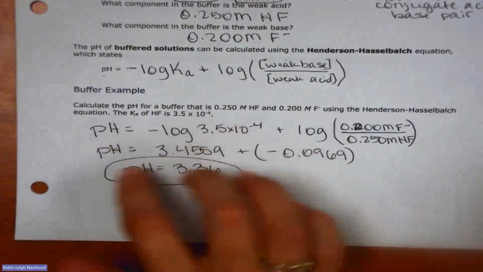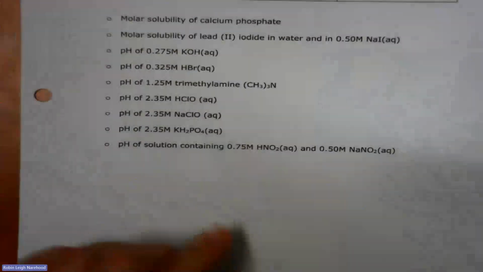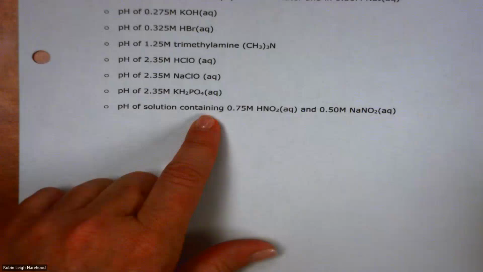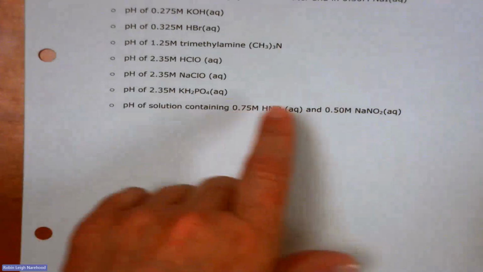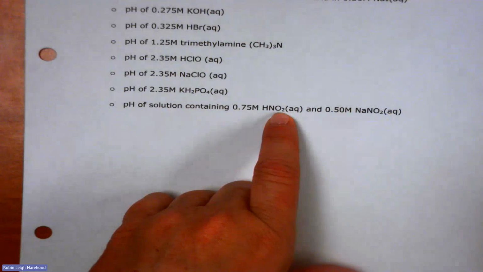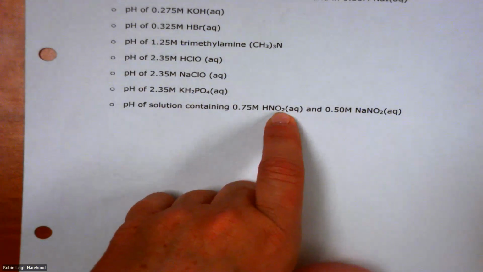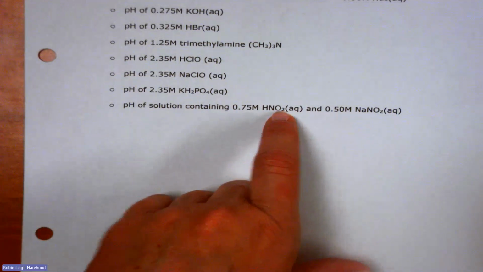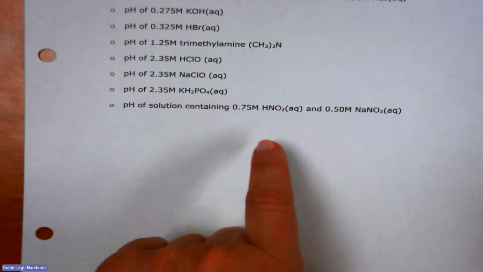Okay, but this is the example. It goes along with this one right here. That is not nitric acid. That is HNO2, nitrous acid. And so the very last question on the homework is a buffer.